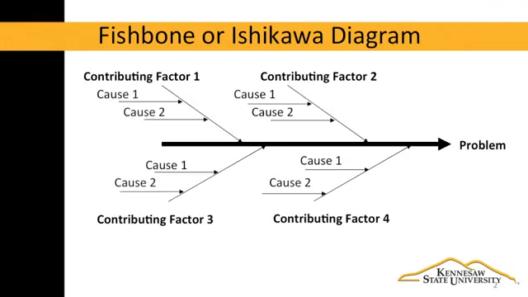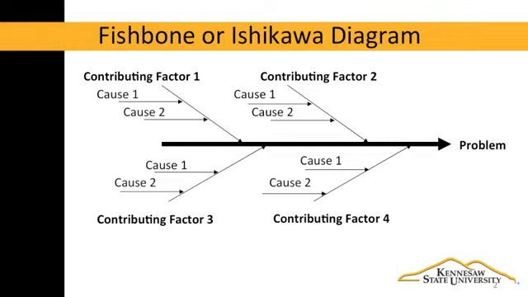Strangely, this tool has 3 commonly used names. Ishikawa called it a cause and effect diagram. Others called it an Ishikawa diagram in his honor. And because of its appearance, many people call it a fishbone diagram. These are all names for the same tool.